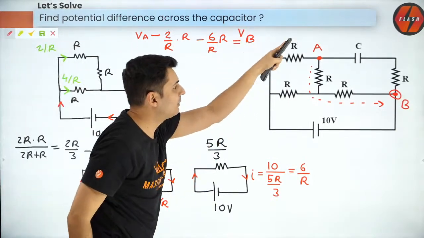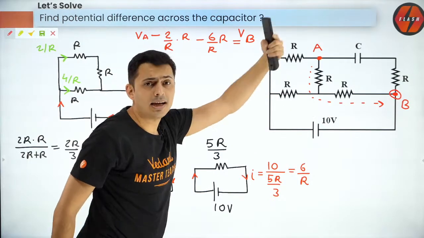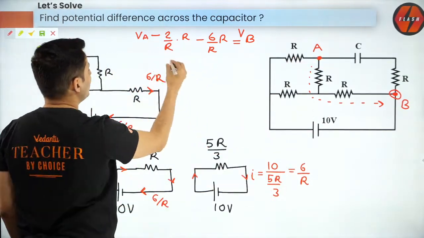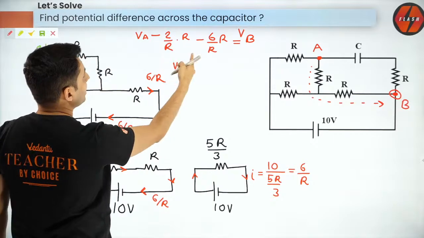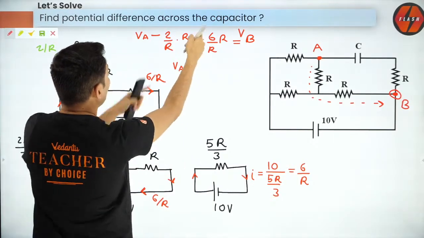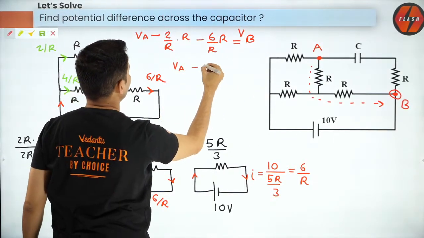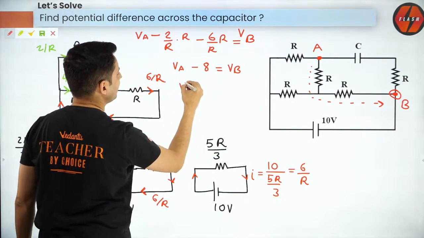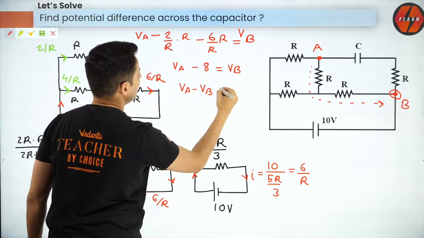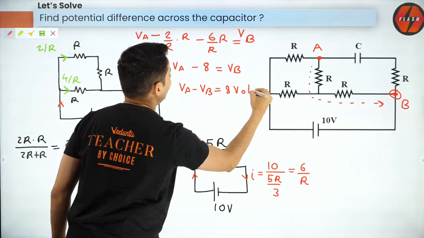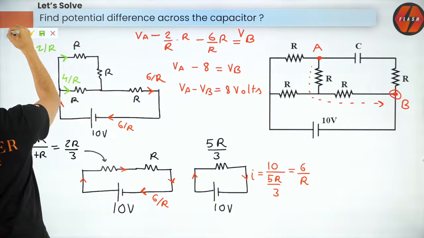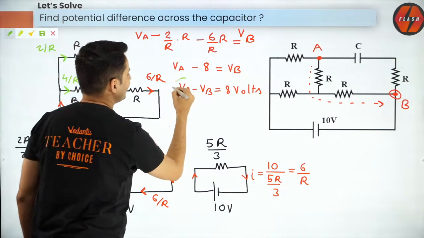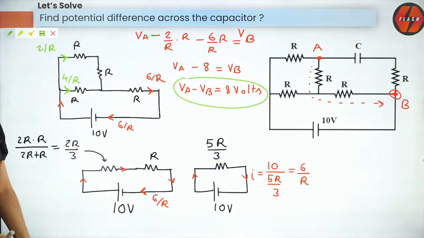Remember, always start from one point, see whatever you get on the way, and eventually get the potential at the next point. So you will get VA. Now this will become -2 -6. Oh, R also goes. You will get VA minus 8 is equal to VB. Acha. So I'll get VA minus VB is 8 volts. That's the answer. Brilliant, guys. This is the final answer. That's it.